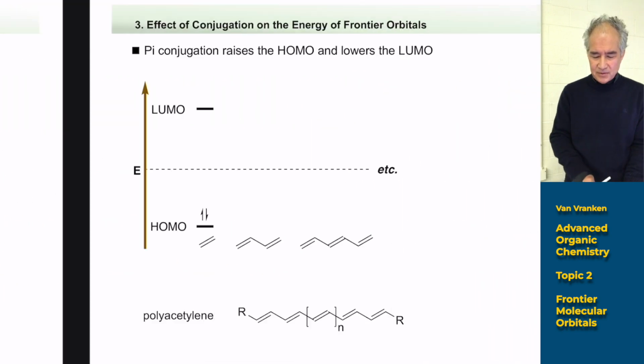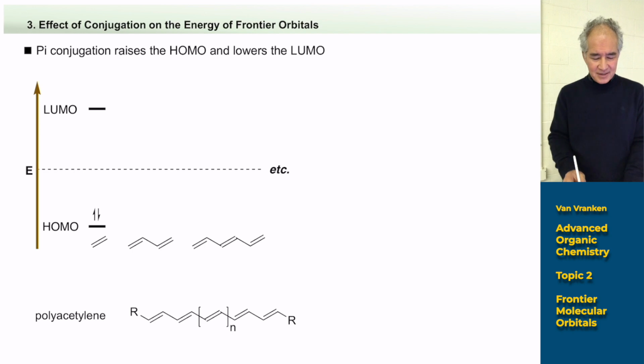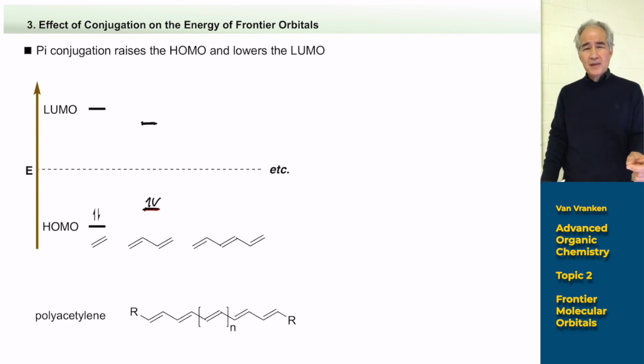simple pair of molecules. And that rule is that when you have conjugation, it's kind of like the bond length effect. When you go from a simple alkene that has no conjugation to a diene, what happens is the HOMO gets higher in energy, and the LUMO gets lower in energy. Conjugation makes pi systems more nucleophilic and more electrophilic.